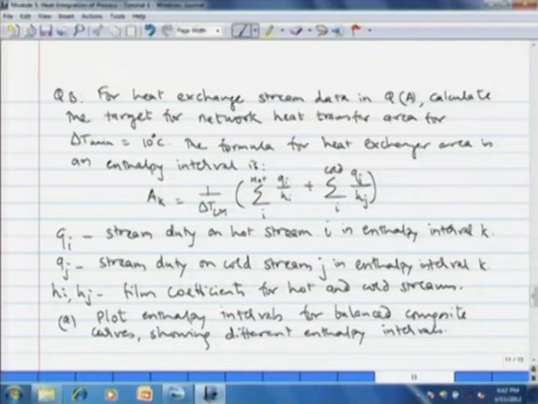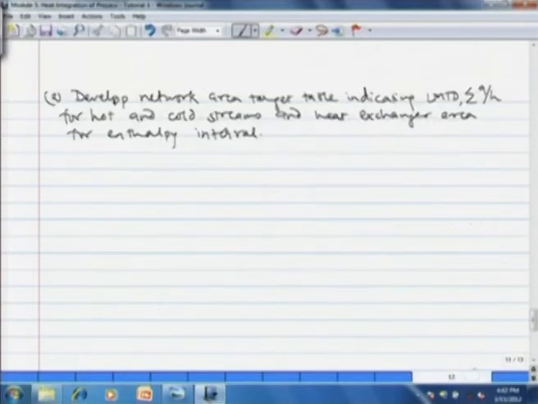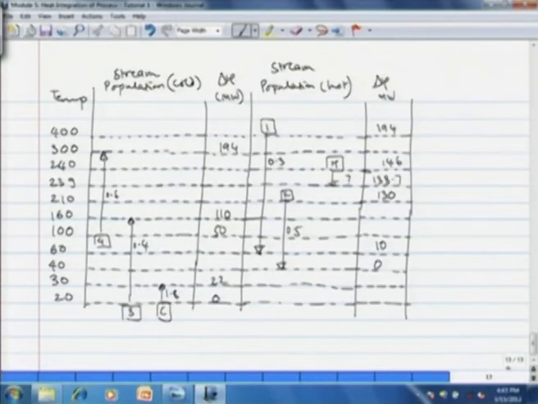We have to answer two questions here. First, plot the enthalpy intervals for the balanced composite curve showing the different enthalpy intervals for delta T min equal to 10 degrees centigrade. And secondly, we have to develop the network area target table indicating LMTD, summation Q by H for hot and cold streams, and the heat exchanger area for the enthalpy intervals. We start with the first bit, that is plotting of the composite curves and identification of the enthalpy intervals.